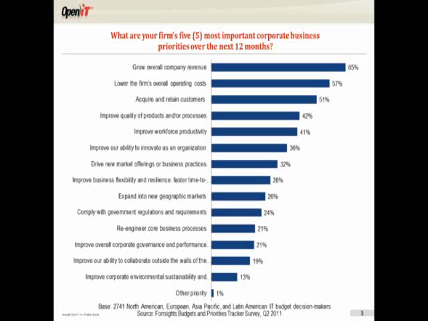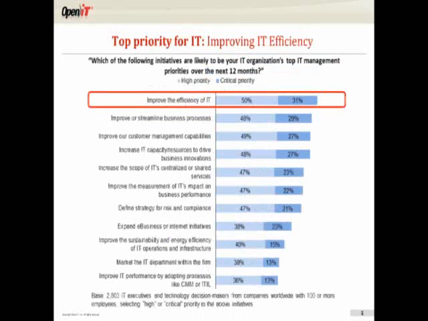And then we see, after getting to acquiring and retaining customers, which is also very understandable, we see a strong desire to improve their products and processes and to improve their workforce productivity. And so we quickly get into a situation where improving these types of things is going to rely strongly on the IT organization. And as a result, we went a little bit further with Forrester, and we took a look at what their top priorities were for IT and improving IT efficiency in order to reach these corporate goals.